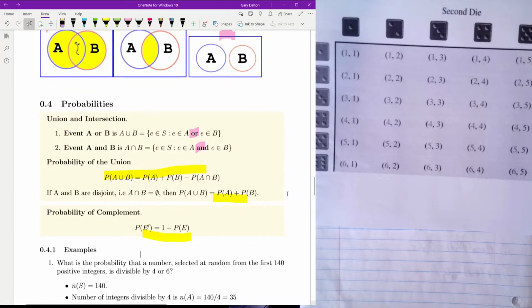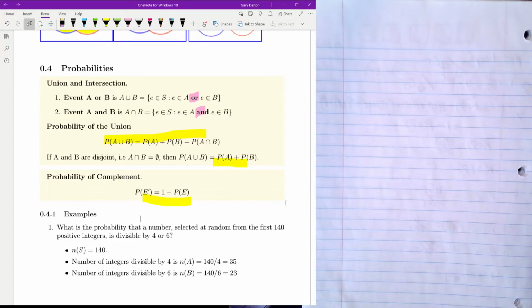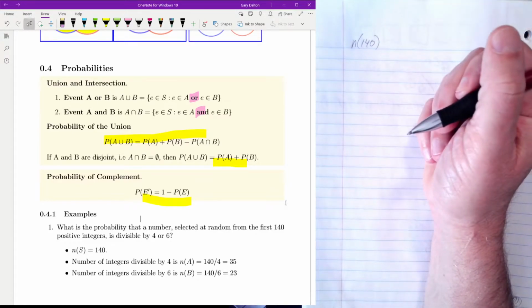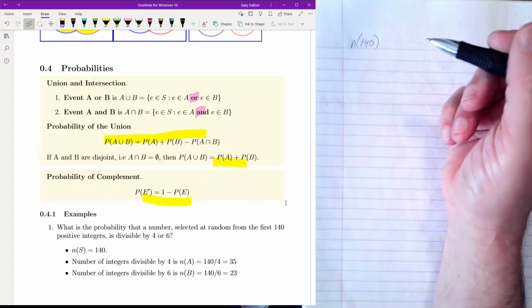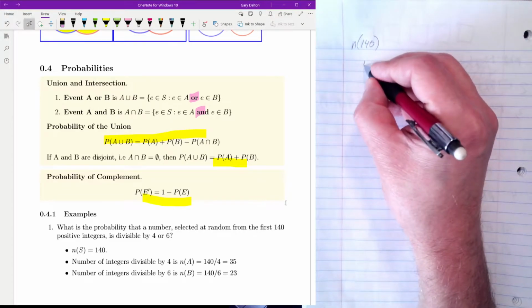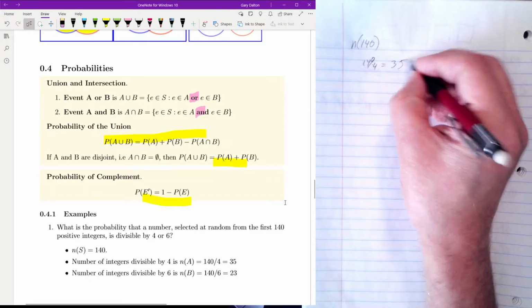So let's take a look at what we've got. What is the probability that a number selected at random from the first 140 positive integers is divisible by 4 or 6? So we know that the sample space is 140. There's 140 integers. The number of integers, so it has to be a whole number, divisible by 4. Well, we just divide 140 by 4, and that equals 35.